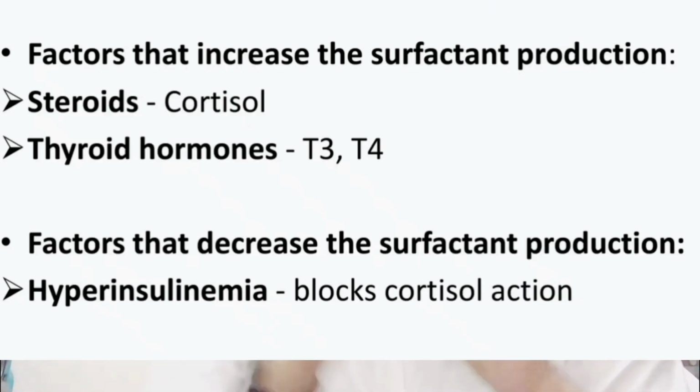Why is that? Because there are agents that increase surfactant. One is mainly cortisol. Glucocorticoids can increase the surfactant. The other is T3 and T4; thyroid hormones can increase the surfactant. The agent that can decrease surfactant is hyperinsulinemia. Hyperinsulinemia blocks the cortisol action, so it decreases the surfactant synthesis.